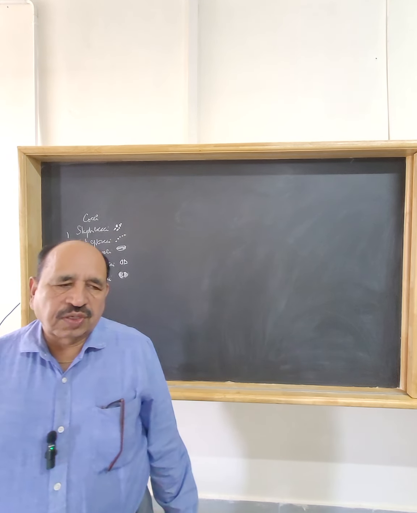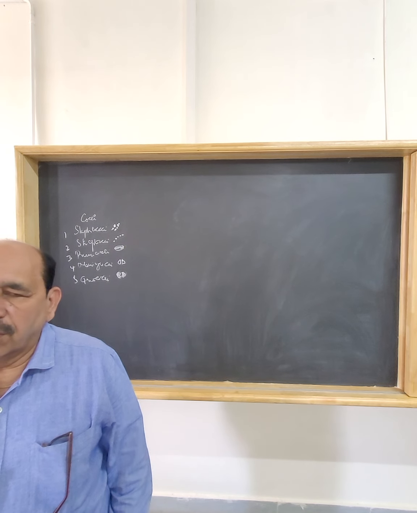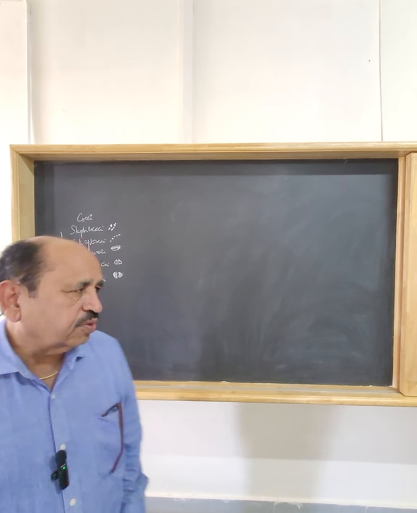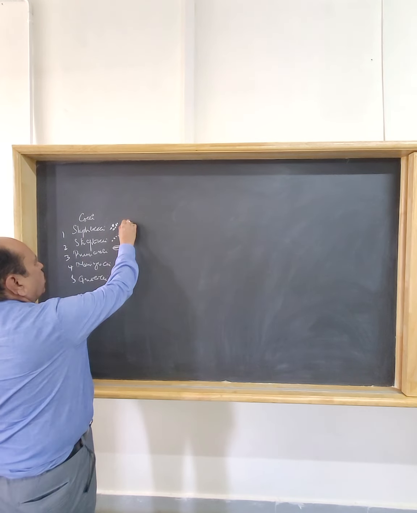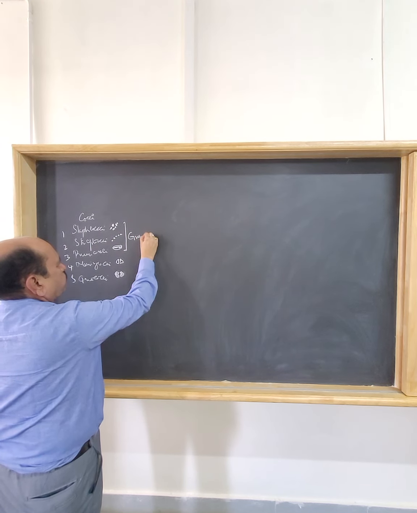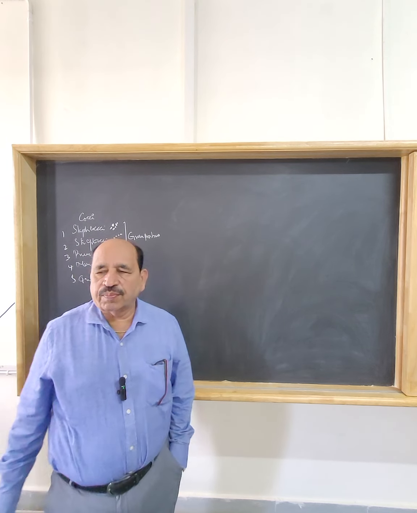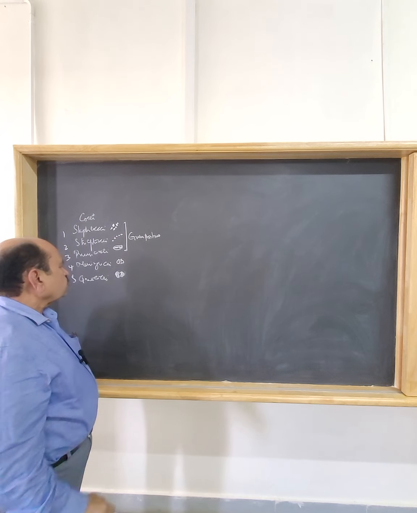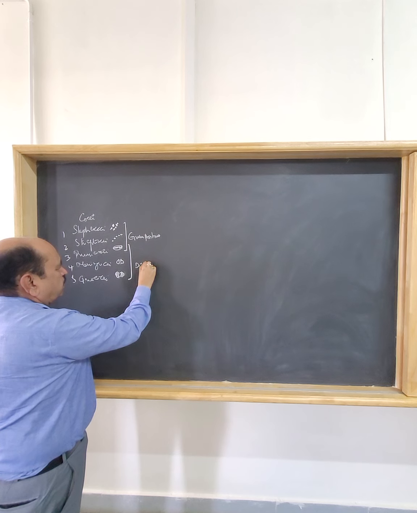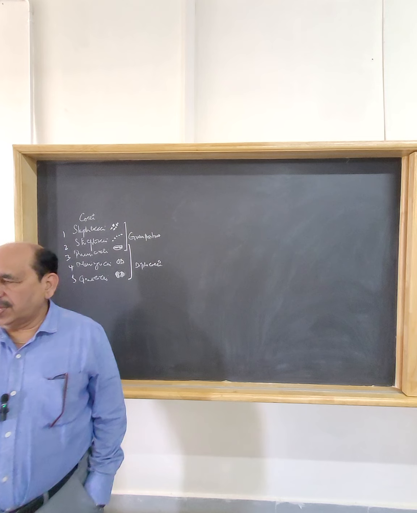Okay. Staphylococci, Streptococci, and pneumococci are gram positive. First 3 cocci are gram positive, and the other 2 are diplococci. They are seen in pairs.